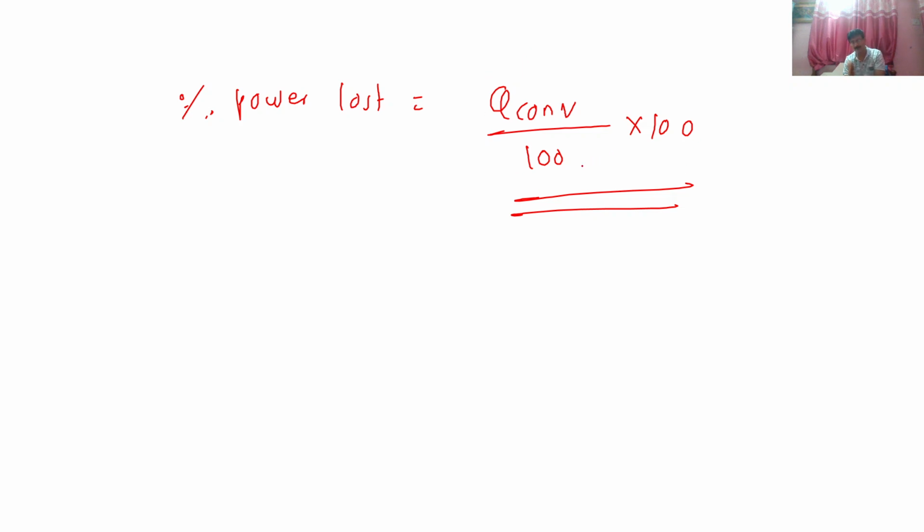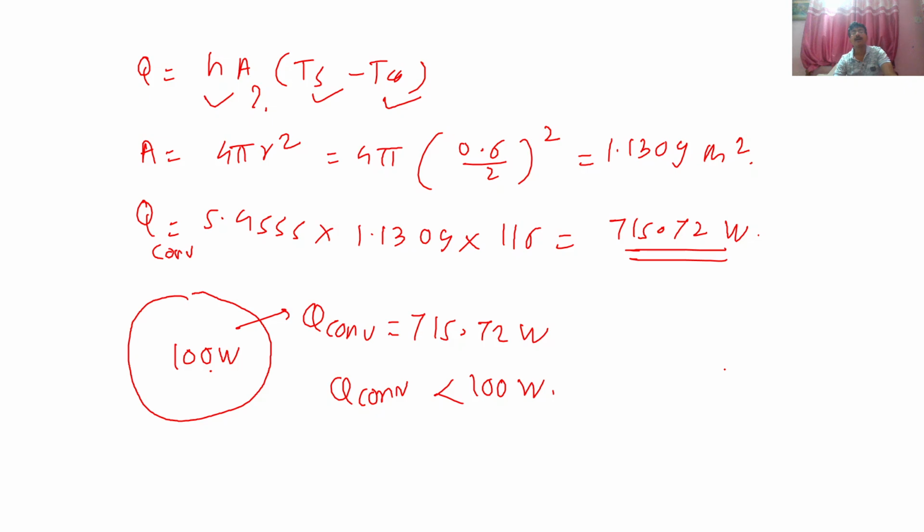In this case, you will definitely find Q convection is less than 100 watt. So this is very, very important to understand in this problem. Here you can comment and close the problem. But if the same problem comes and you calculate it as 715, full marks are allotted to you. You just comment it is not possible in reality.